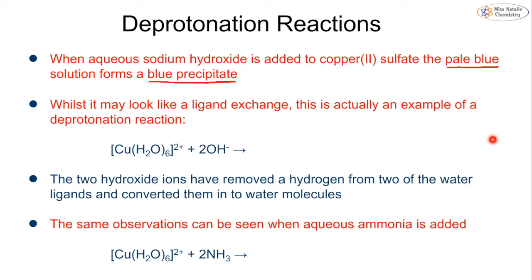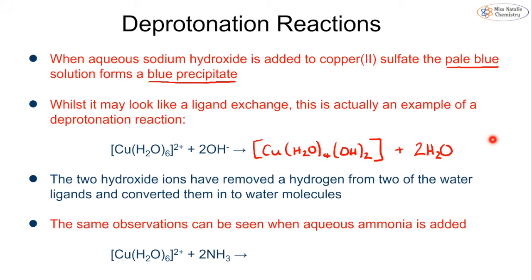And at first it can look like a ligand exchange, but it's actually a deprotonation. So we go from having the copper attached to 6 waters, and then we add the hydroxide. And what we get is still the copper, and now we have 4 water ligands and 2 hydroxide ligands, and that is in our neutral complex. And we have 2 waters.